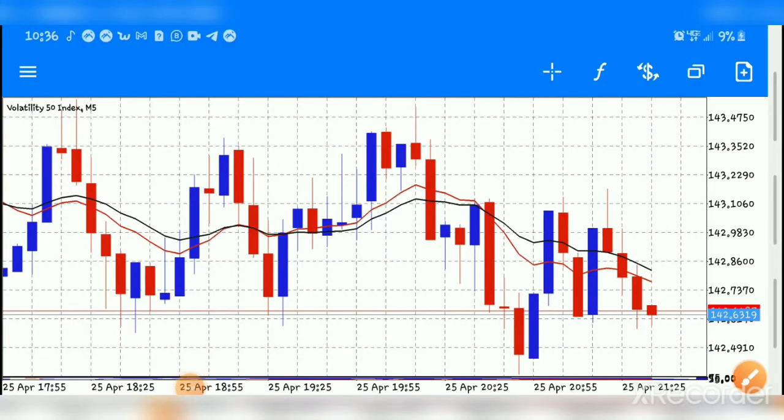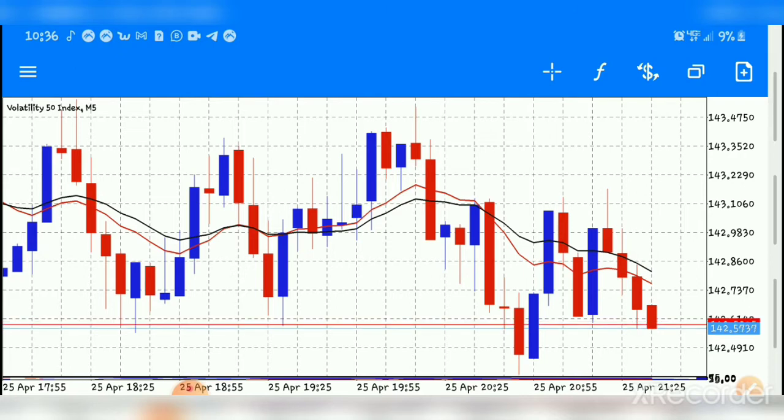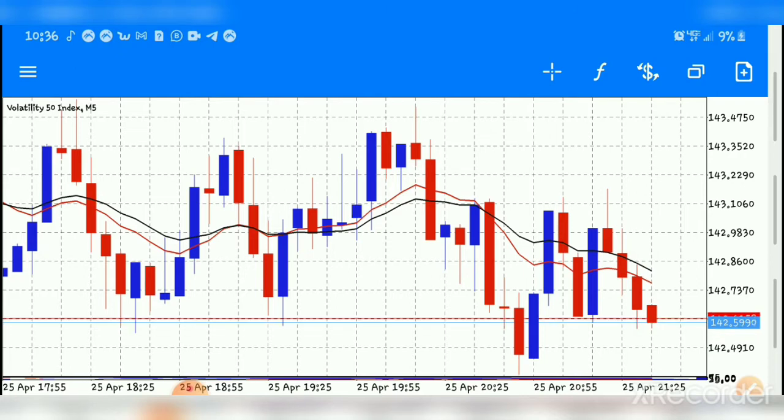Welcome to this tutorial. In this tutorial, we'll be learning how to trade synthetic indices. For those of us that don't know what synthetic indices are, they are forex assets that are engineered to look like real life markets, but real life events do not affect them.